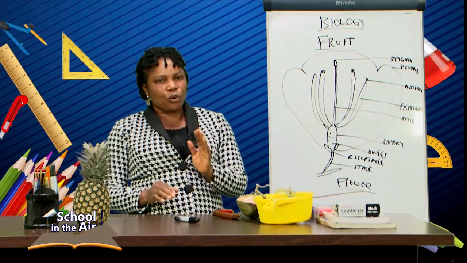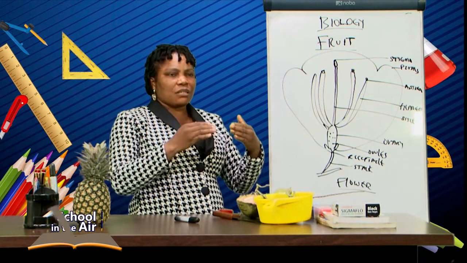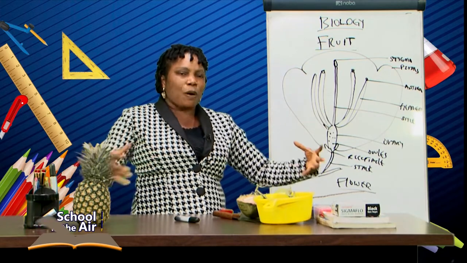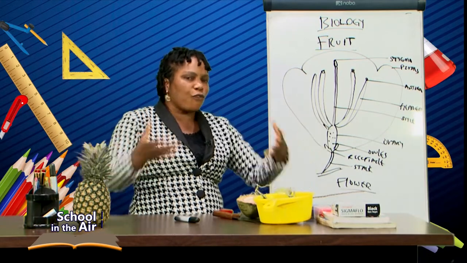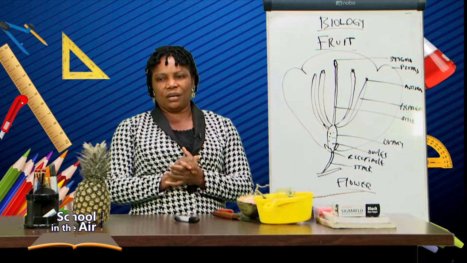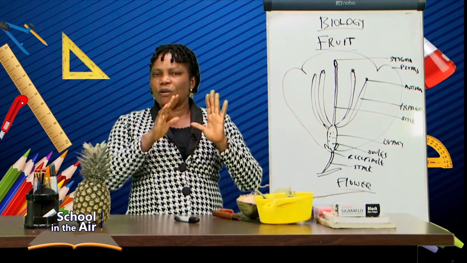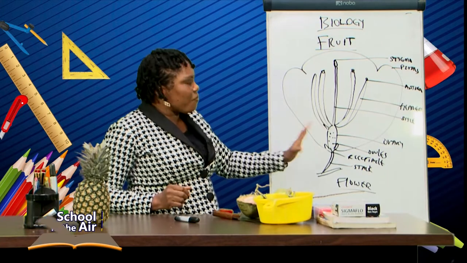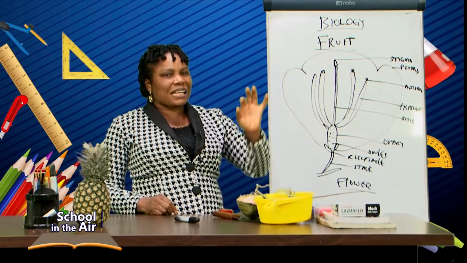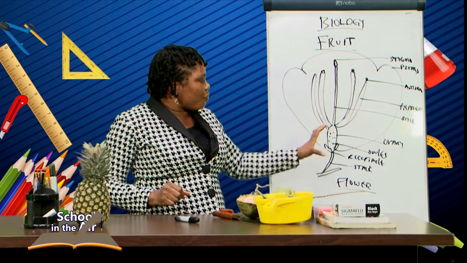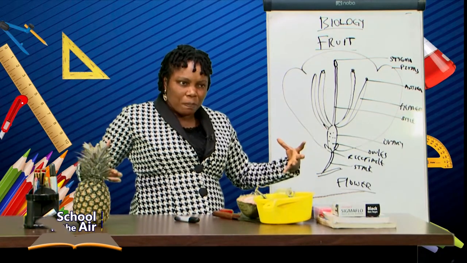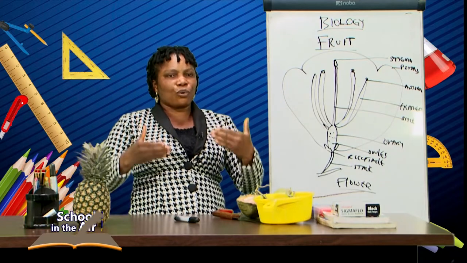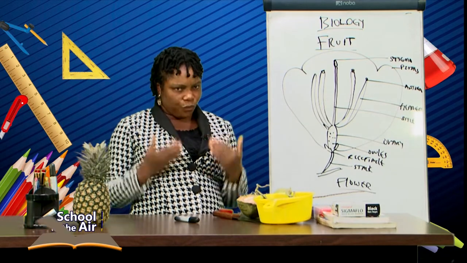Now, there are fruits that, after developing from the ovary, also have other parts of the flower forming the fruit along with the ovary. These are called false fruits. Now, take note of what I said. Apart from the fact that it is the ovary that forms this fruit, other parts of the flower are also part of the fruit as the fruit is being formed. These kinds of fruit are called false fruit.